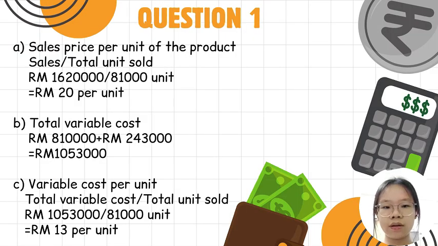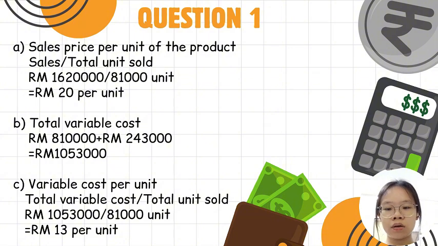First, we calculate the sales price per unit of the product. The company sells 81,000 units, generating total sales of 1,620,000. The selling price per unit is calculated as sales divided by total units sold. 1,620,000 divided by 81,000 equals 20 per unit.